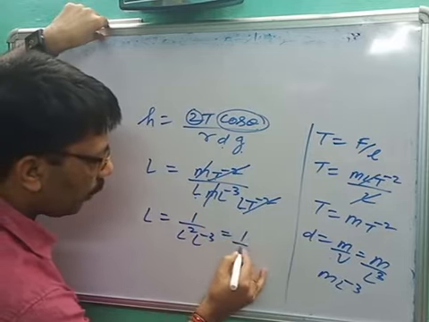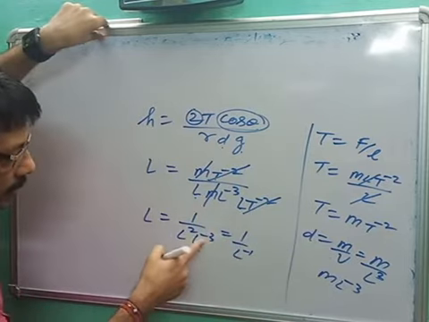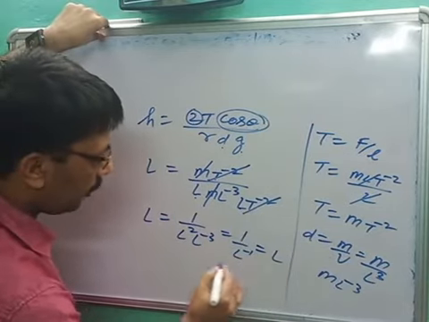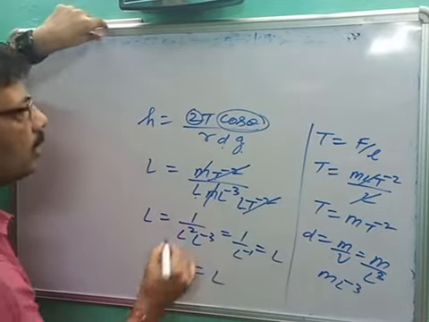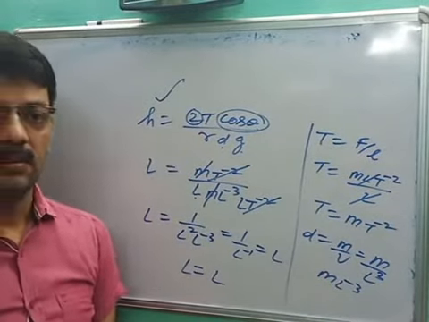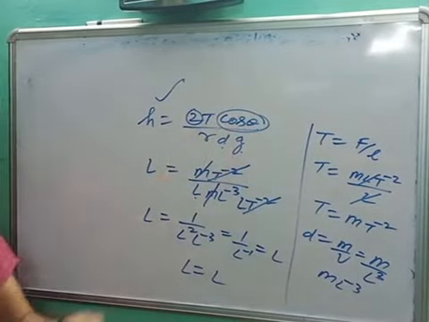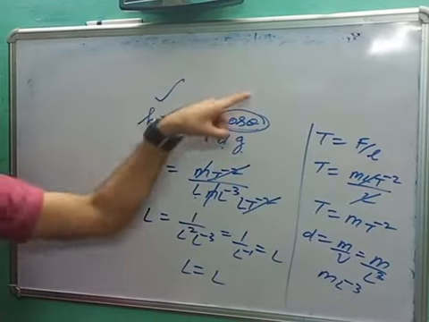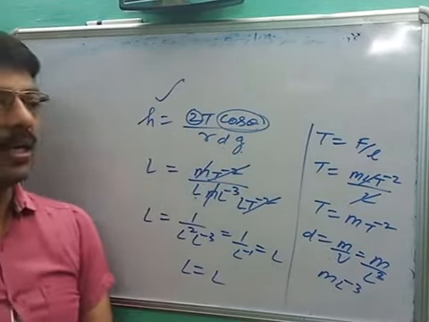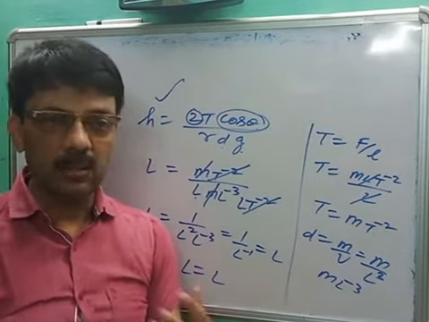It becomes 1 upon L to the power minus 1. Minus 3 and plus 2 becomes minus 1, and it will go up, it becomes L. So we got L is equal to L, hence the given quantity was correct. See all points: h is equal to 2T cos theta upon r d g. Let us suppose that a question is given and you are asked to check whether it is correct or incorrect.